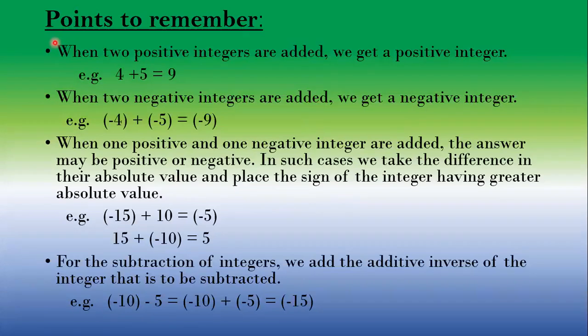Before starting the exercise, I want to make you revise some of the important points. When two positive integers are added, we get a positive integer. Now, like in normal numbers, when you add 4 plus 5 is equal to 9, as normal numbers we can do. Now, second point, when two negative integers are added, we get a negative integer.